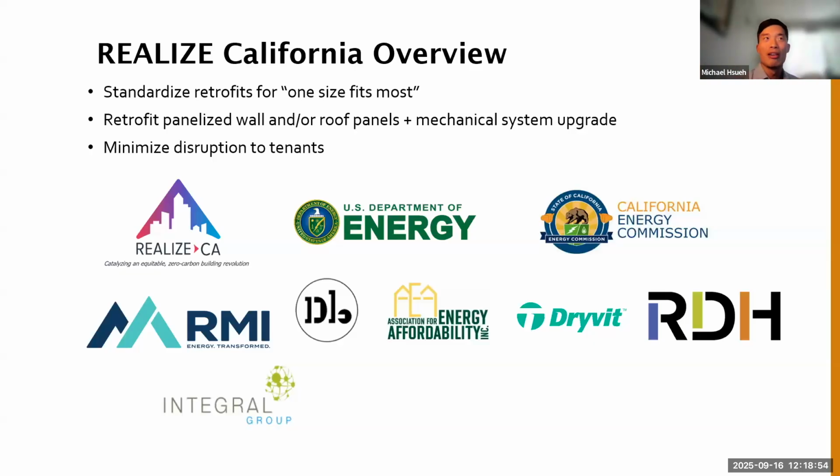So for this project, we focused on retrofit wall panels and roof panels, or at least that was my focus. There were also mechanical system upgrades. I'm not going to get into those now because my focus was pretty much on those enclosure upgrades. The idea is that we do these retrofits very quickly and with as minimal disruption to tenants as possible. In some ways we succeeded with that. In other ways, some things just take longer than you expect, which is what always happens with new things, but that was the goal of this Realize California project.